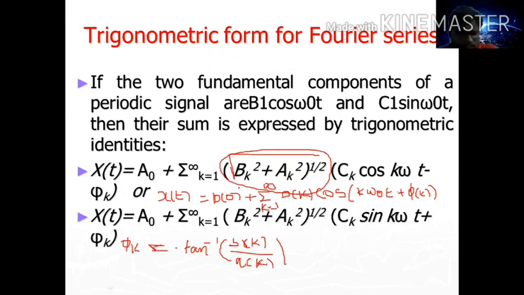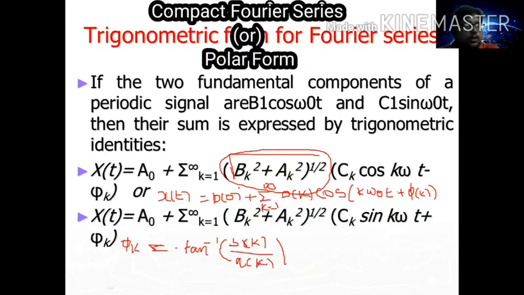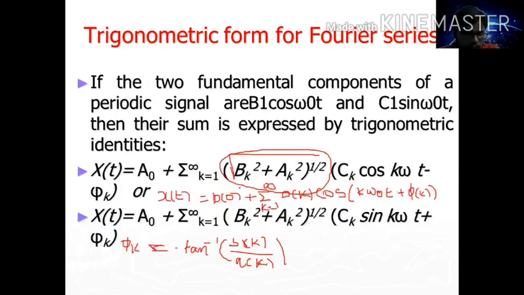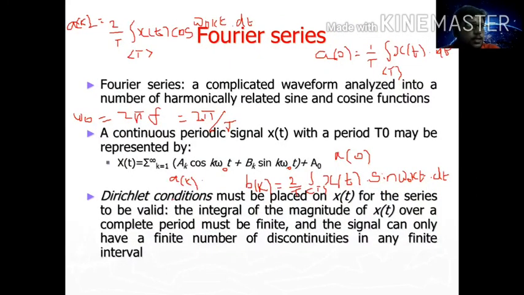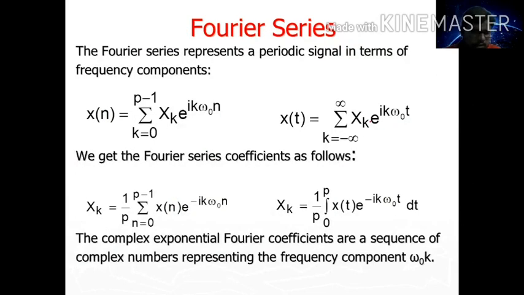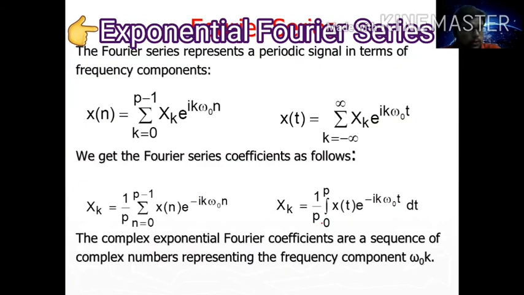The next form is the exponential Fourier series. First, I will explain the exponential Fourier series. So this is the exponential Fourier series: X of k is equal to 1 by T, or 1 by P, integral 0 to P x of t e power minus j k omega naught t into dt. This form of representation is known as the analysis equation.